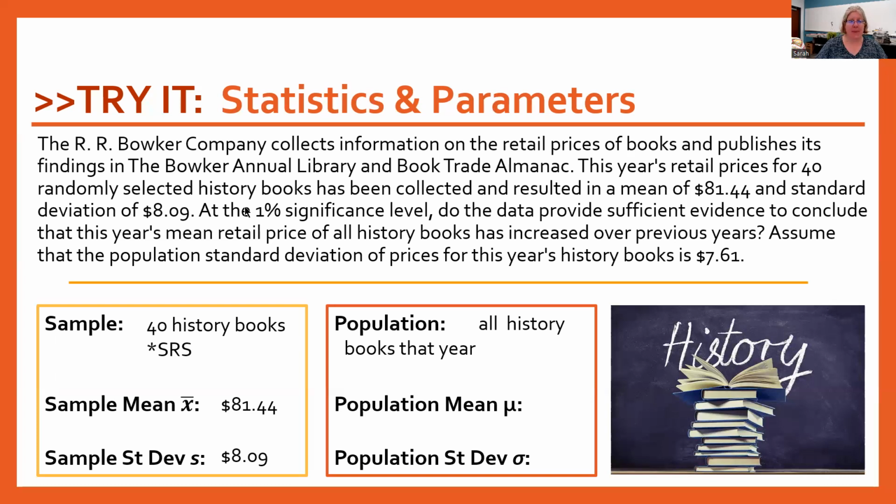And then let's see, what numbers do we have left? We have this 1% significance level, and then we have this 7.61. The 7.61, it says, assume that the population standard deviation of prices is 7.61. So that's going to be our sigma. And then there actually is no mu here. That 1% significance level is something you're going to learn about in Unit 5. So our population mean mu is not applicable, and our population standard deviation sigma is $7.61.